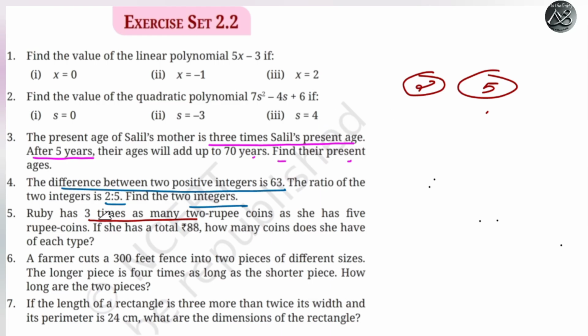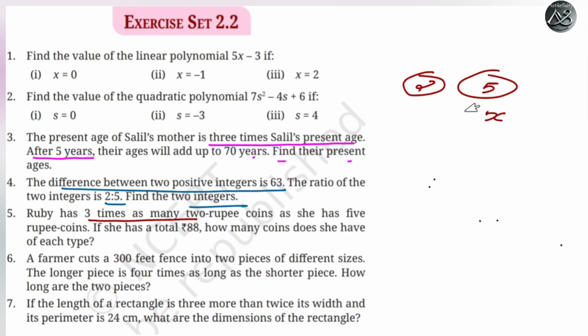It is given that Ruby has 3 times as many 2 rupee coins as she has 5 rupee coins. അപ്പൊ 5 rupee coin എത്രയുണ്ടോ അതിന്റെ 3 times എണ്ണം 2 rupee coin ഉണ്ട്. നമുക്ക് അറിയില്ല. So we need to take that x be the number of coins of 5 rupee. 5 rupeeയുടെ x coins ഉണ്ടെന്ന് വിചാരിക്കുക. അങ്ങനെയാണെങ്കിൽ 2 rupeeയുടെ എത്ര coins ഉണ്ടായിരിക്കും?